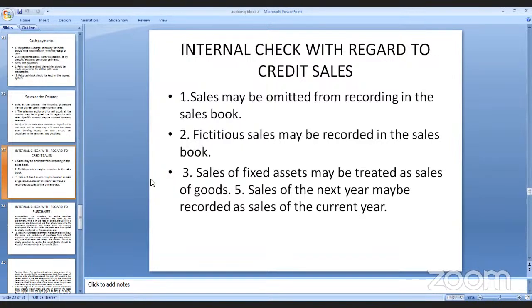Next, sale of fixed assets may be treated as sale of goods. That is also a big problem. Sale of fixed assets must be posted somewhere else. If it is considered a sale of goods, then there will be a mismatch in the amounts. Next, sales of the next year may be recorded as sales of the current year. This is also a big problem when matching the accounts.